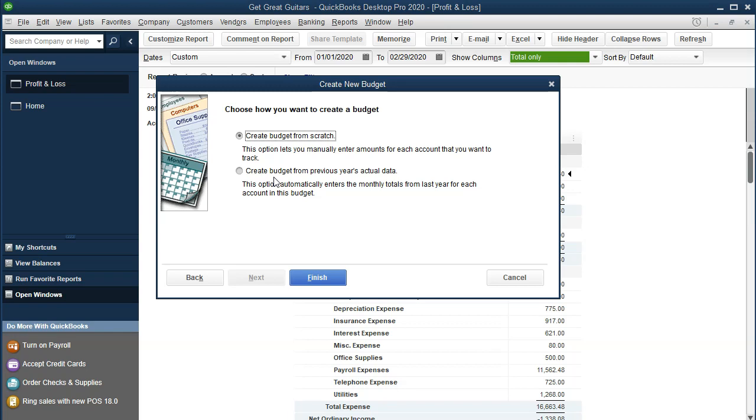What happened last year? We're going to have a similar type of year, or at least use that as the baseline and then go from there. However, here, we're going to create the budget entirely from scratch.